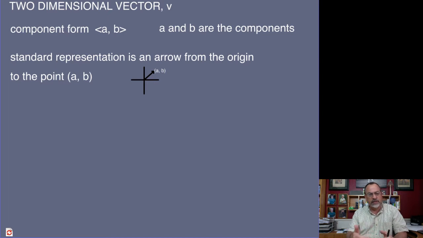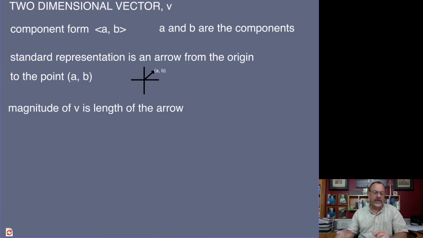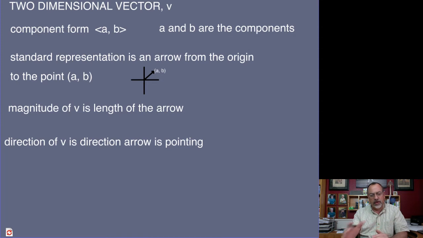The standard representation of a vector is an arrow that goes from the origin to that point AB. So again, we're going to use those coordinates. The length of the arrow is what we call the magnitude. We'll talk more about that in just a few moments. The direction that the vector is pointing is indicated by this ordered pair.